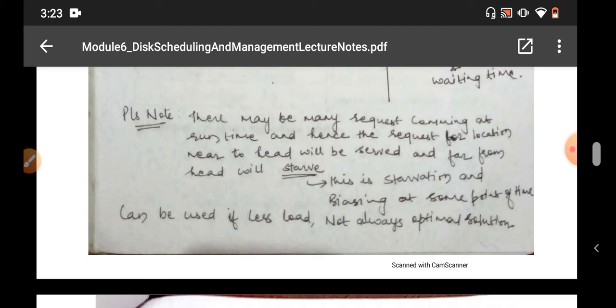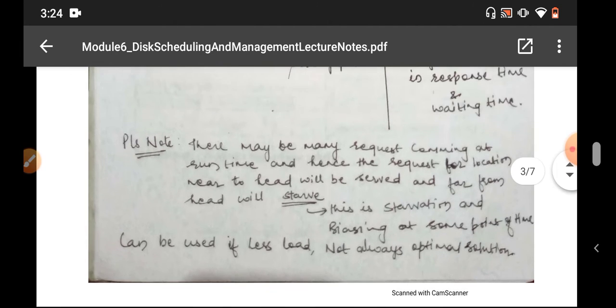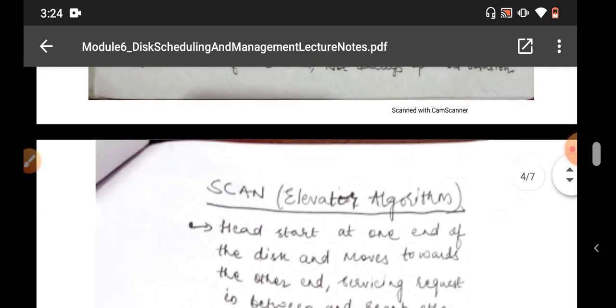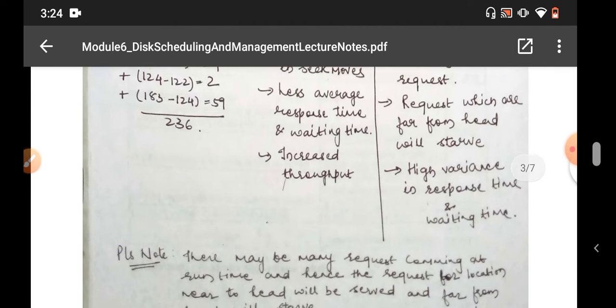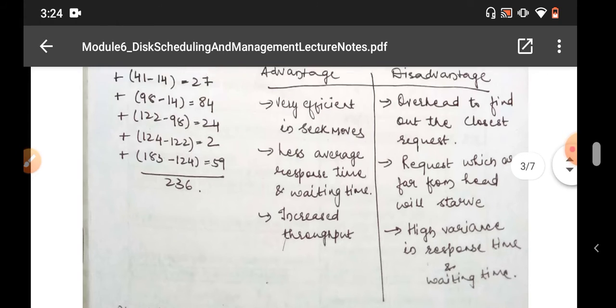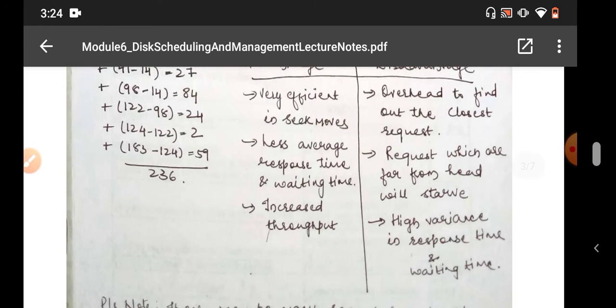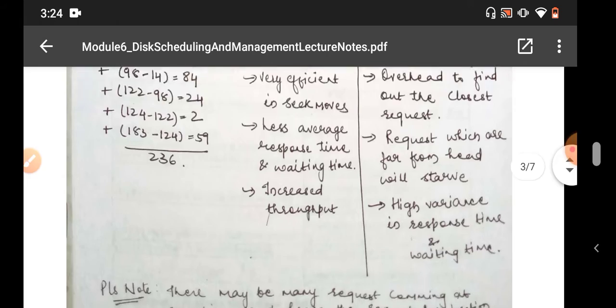So if there is less load, this is an optimal solution, and if there is more load, then it will create an overhead in the SSTF algorithm. We saw that in FCFS, first come first serve, there are flaws. Some of the flaws have been overcome in shortest seek time first, but we can see that there are still many problems, that is high variance in response time and waiting time, and at runtime it's creating overhead to find out the closest request.